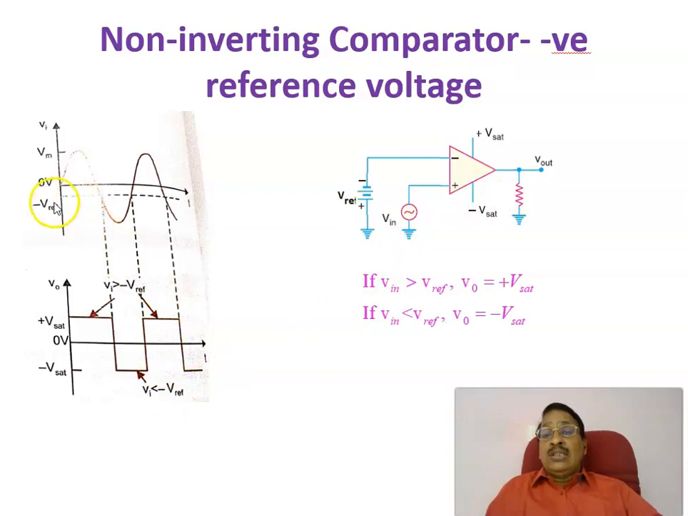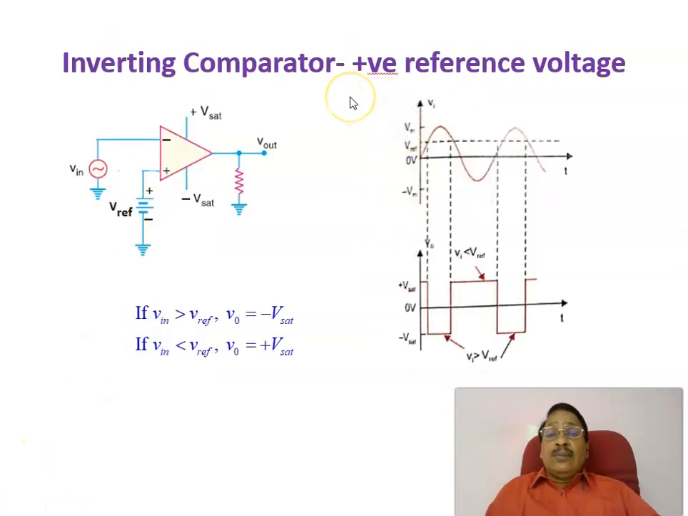Therefore, based on the magnitude of this reference voltage, which is a negative value, the output voltage will be either plus Vsat or minus Vsat. If input voltage is more than V reference, output voltage is plus Vsat. If input voltage is less than the reference voltage, output voltage equals minus Vsat. Therefore, this is for a non-inverting comparator with a negative reference voltage. This rule is common for a non-inverting comparator with either a positive or a negative reference.